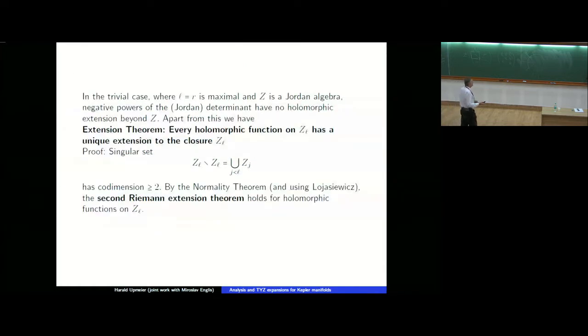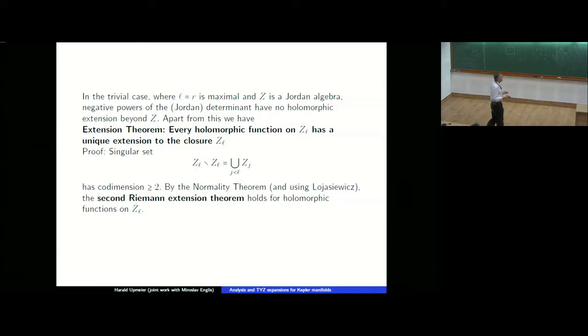Well, we have to exclude the trivial case where we do not have a variety at all, namely if the rank is maximal, then of course the Kepler variety is dense. This is not so interesting. Let us exclude this case where we would have a Jordan determinant. Apart from this, we have the extension theorem, namely every holomorphic function on the Kepler manifold has a unique extension to its closure.